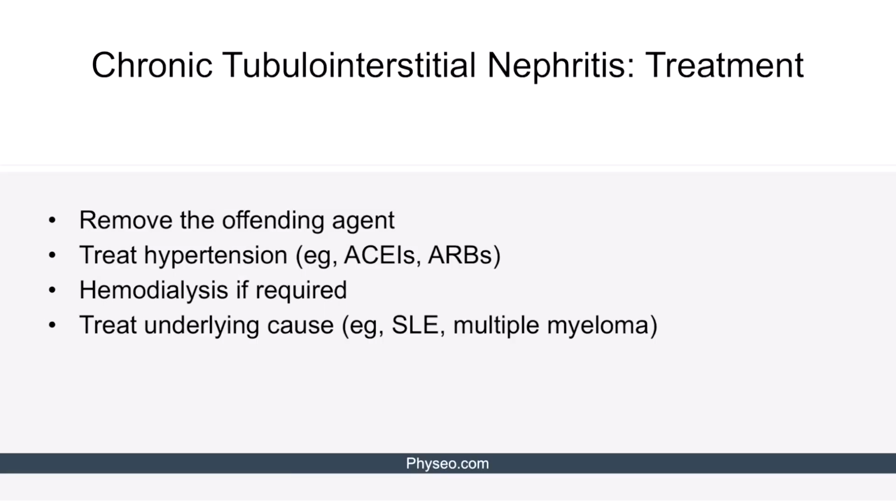The mainstay of treatment is to remove the offending agent. Hypertension can be treated with angiotensin-converting enzyme inhibitors or angiotensin II receptor blockers. Severe cases may require hemodialysis. Underlying causes such as systemic lupus erythematosus and multiple myeloma must be treated.